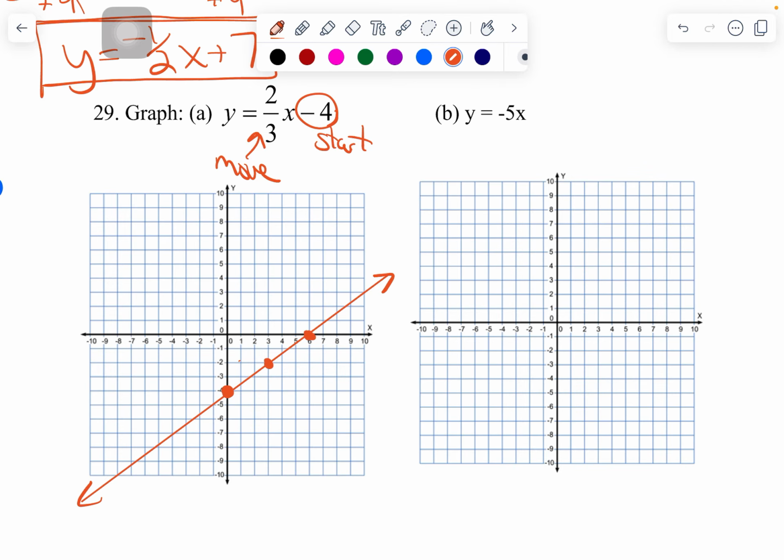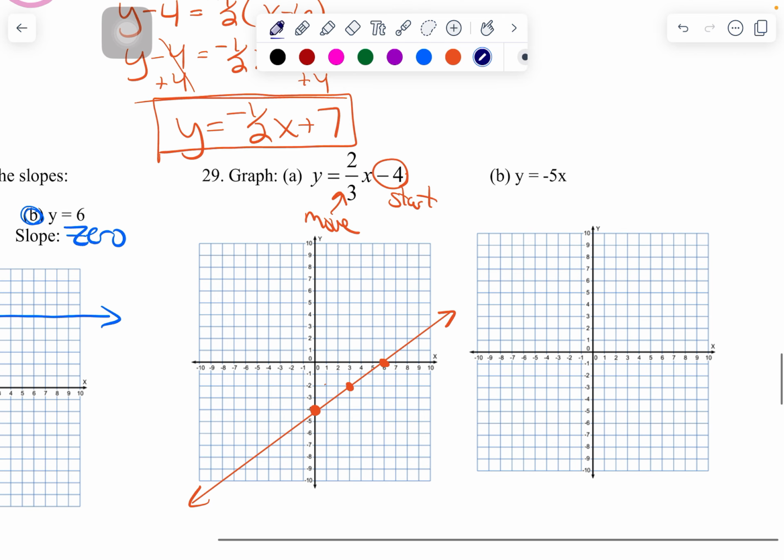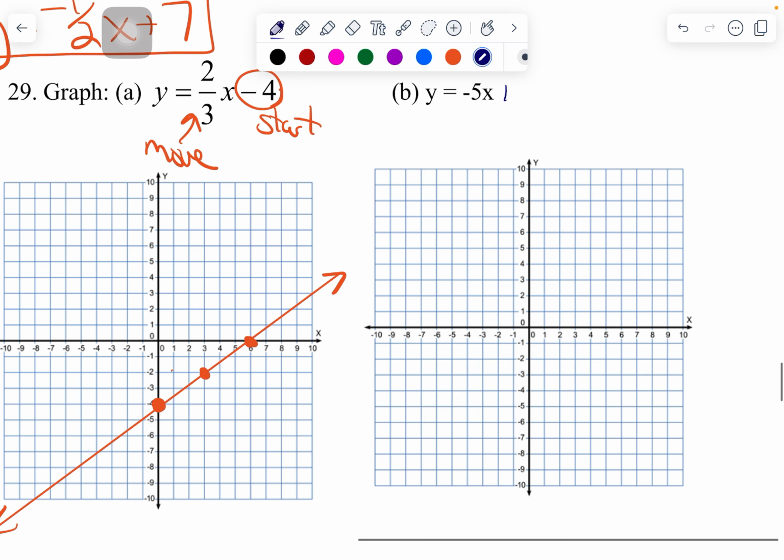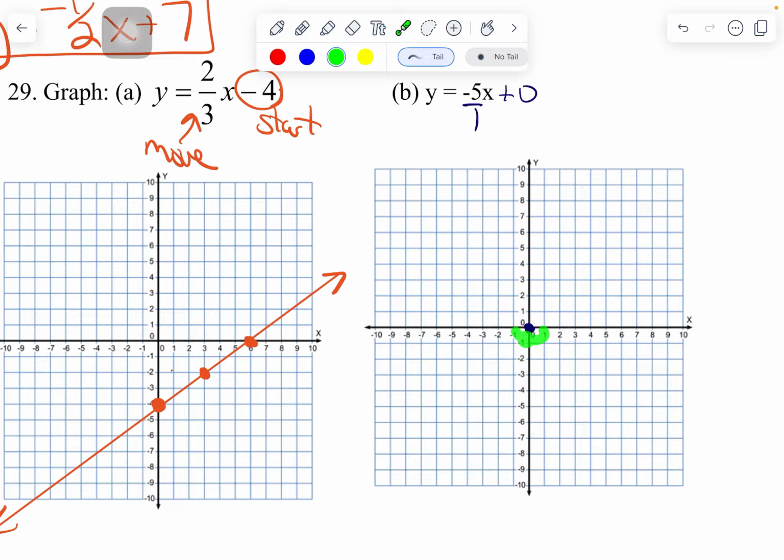For 29 Part B, there is no intercept here, so let's try that again. Let's go ahead and put a +0 here. That tells me I'm going to start at the origin. And then my slope here needs to be over 1. So any whole number can always be put over 1. So that means from here, I'm going to go down 5. So 1, 2, 3, 4, 5, and then right 1.